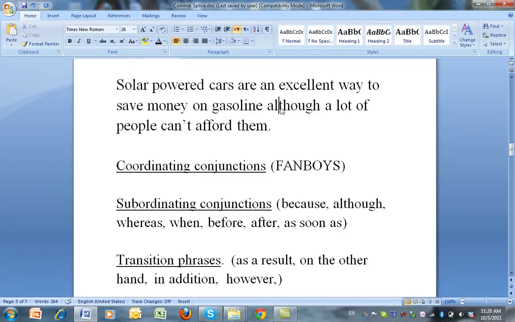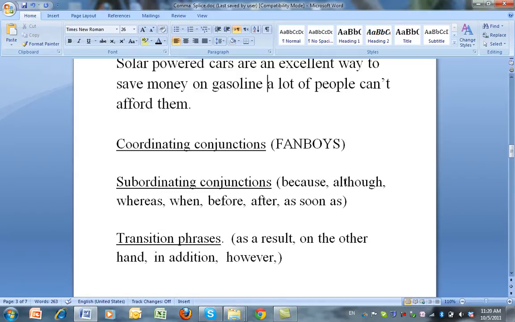Now, if we don't want to use a subordinating conjunction, then we can use a transition phrase. So which one of these transition phrases shows contrast? Well, there are two: on the other hand, and however. They both would work.